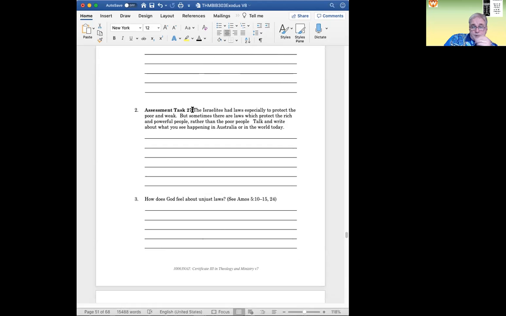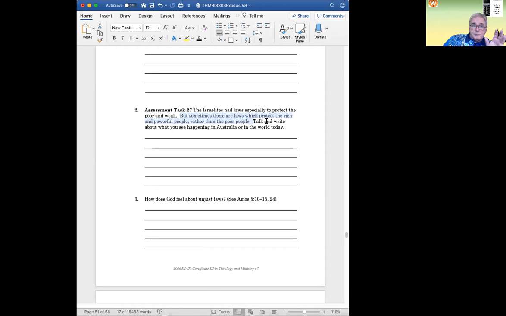The second one, which is an assessment task, the Israelites had laws especially to protect the poor and the weak. But sometimes there are laws which protect the rich and powerful rather than the poor and the weak. Now, this is another one where you need to grow confidence in expressing your opinion. One of the things we expect leaders to be is people who can actually say what they think. And maybe your opinion's good, maybe it's bad, but you need to have confidence in being able to share it.